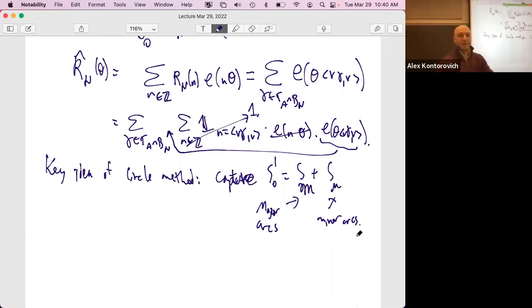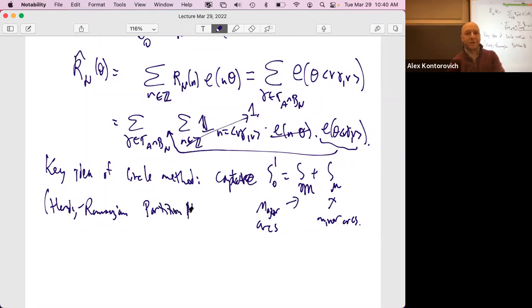Maybe I should say a little bit of the history, the additive number theory kind of stuff. So Hardy and Ramanujan, with generating functions, looked at the partition function, in other words, the number of ways of writing a number, P of n.